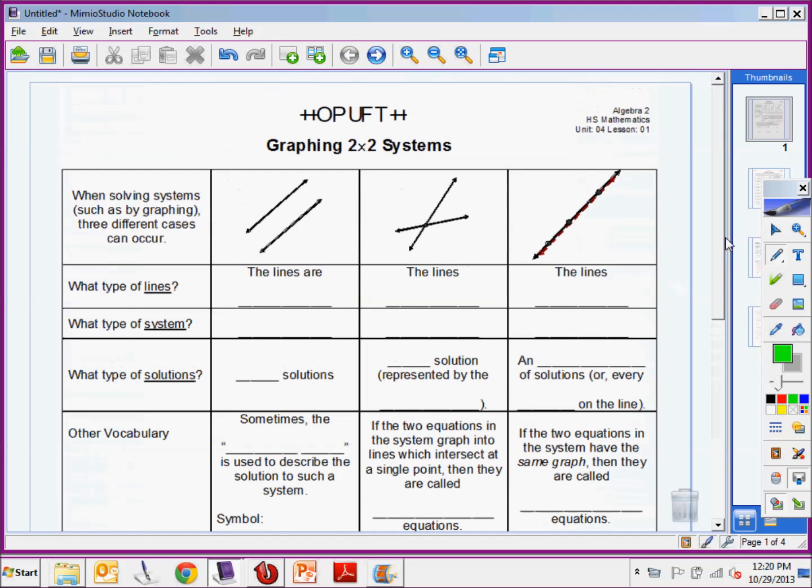All right, here we go. So what we're going to go over is some terminology that you should already know about lines. But just in case you don't remember them, my job is to refresh your memory.